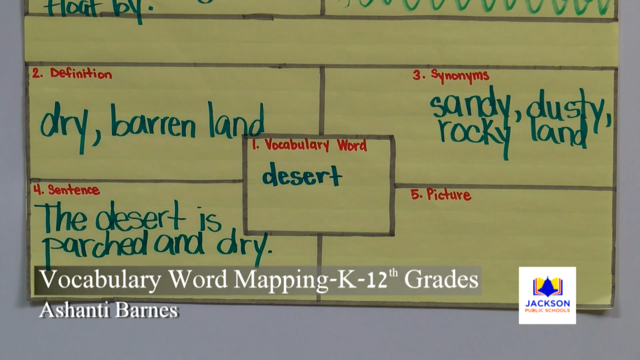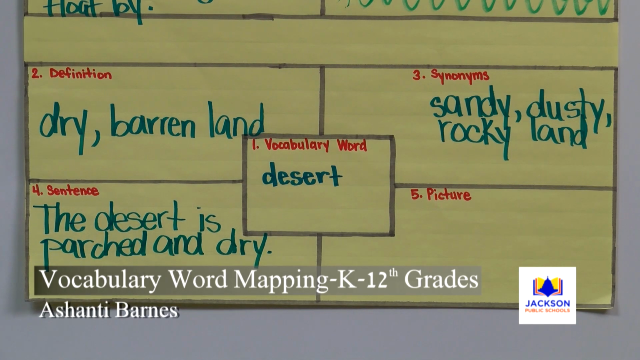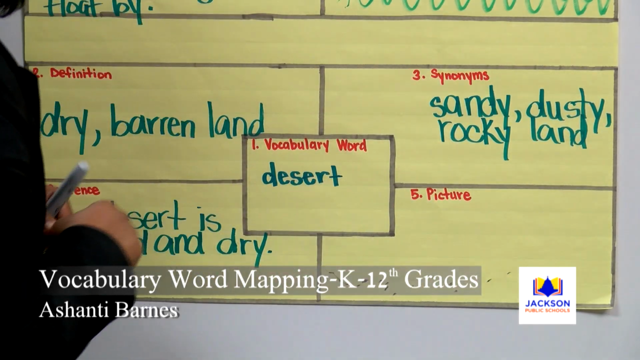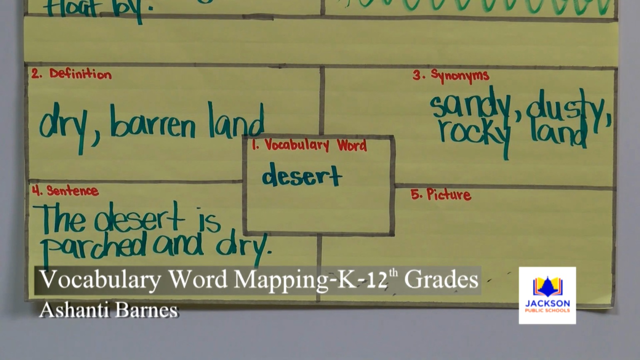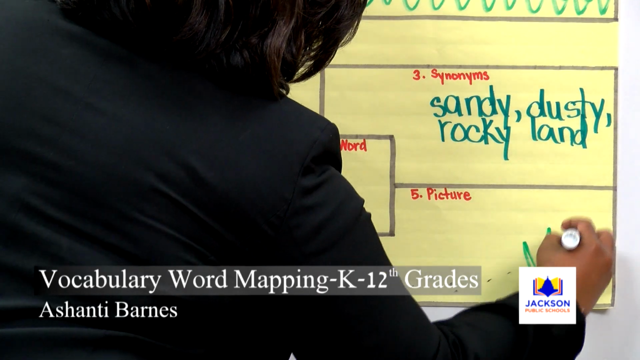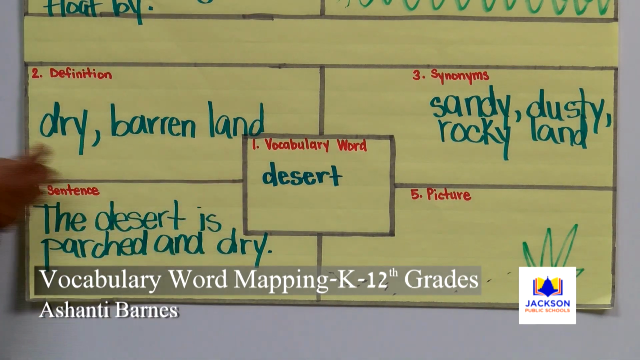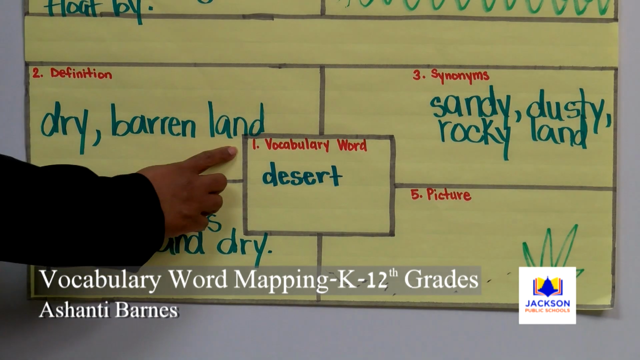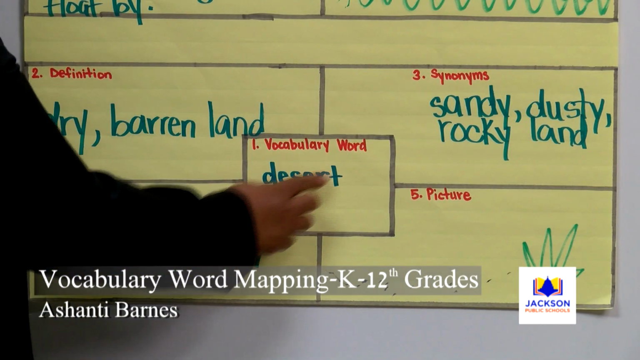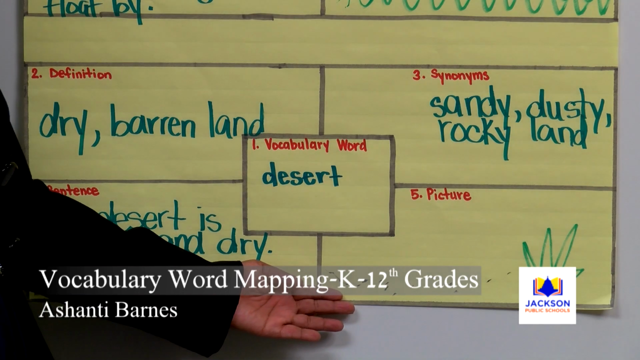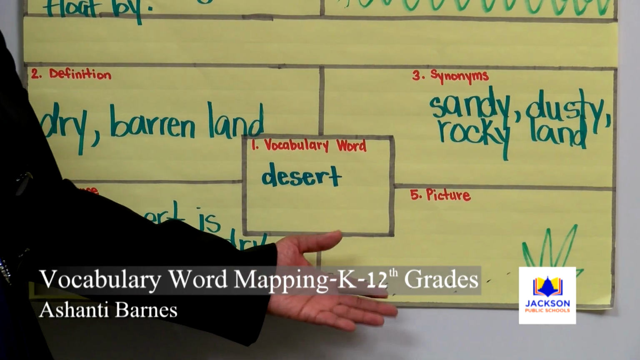So next, we would like to think of an illustration, a picture, a graphic representation to help us to remember what a desert is. So we want to have an area that's very deserted and has very little vegetation. Our vocabulary word is desert. Our definition, a dry, barren land. Our synonyms for desert would include sandy, dusty, rocky. Our sentence is, the desert is parched and dry. And here we have a picture where you see that there is a very barren land that is devoid of vegetation.